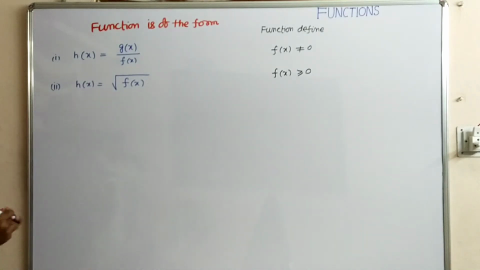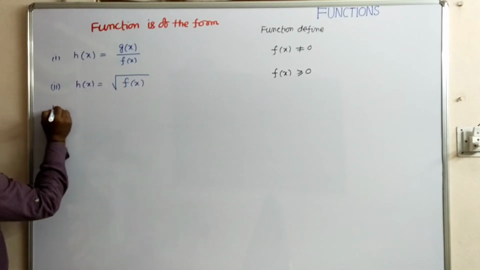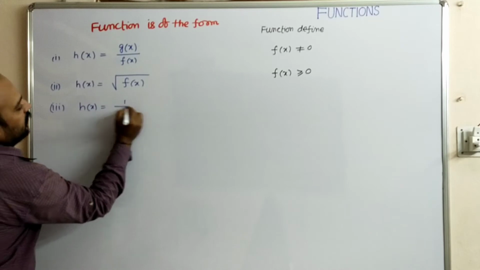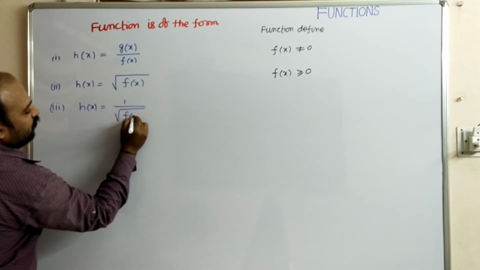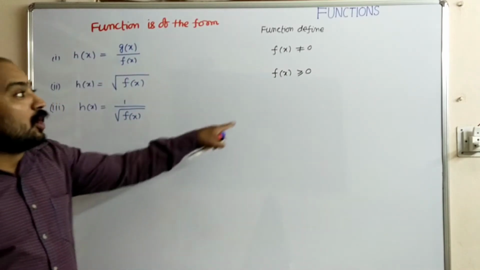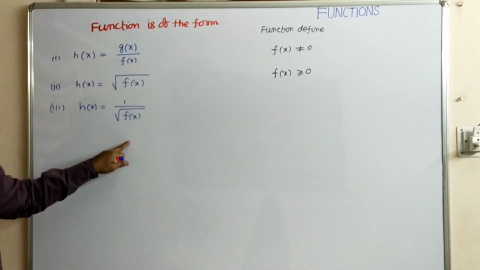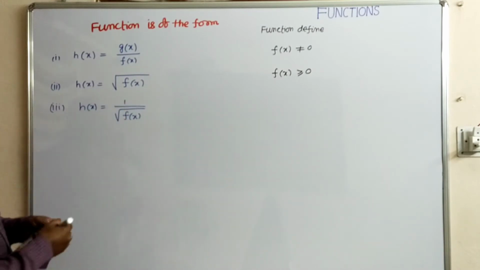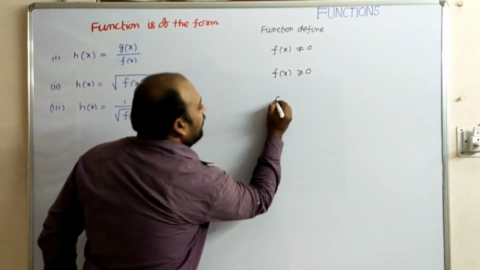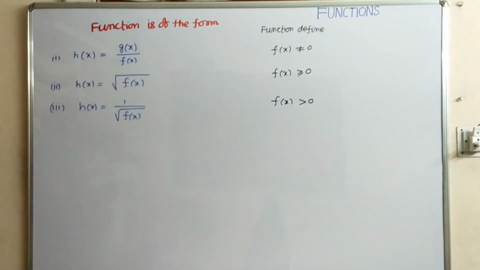Come to the third one. Suppose the same function is in the denominator: 1 by root f of x. Whenever it is in the denominator, it should be greater than 0 only, not greater than or equal to 0. Why? Because if it is 0, anything by 0 is infinity, and we cannot define it. That is the reason that whenever the function is in this form, 1 by root f of x, it is defined when f of x is only greater than 0. Observe carefully, only greater than 0.